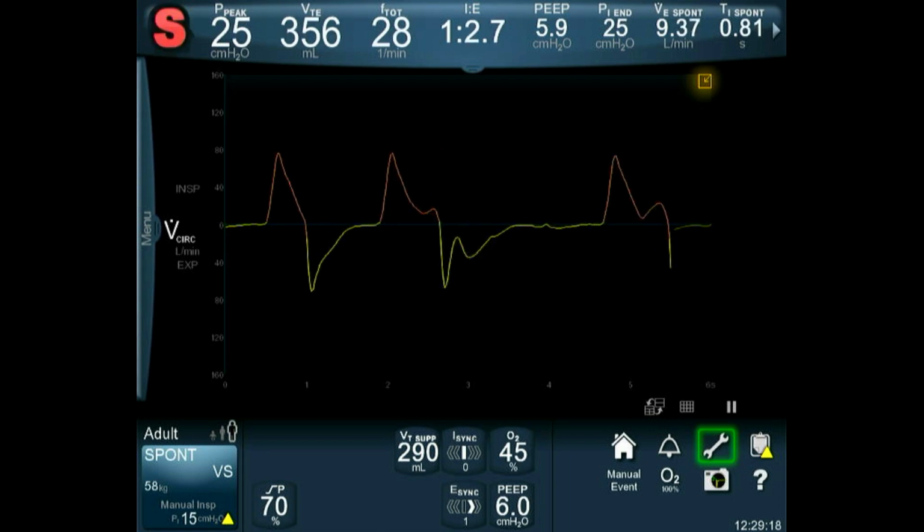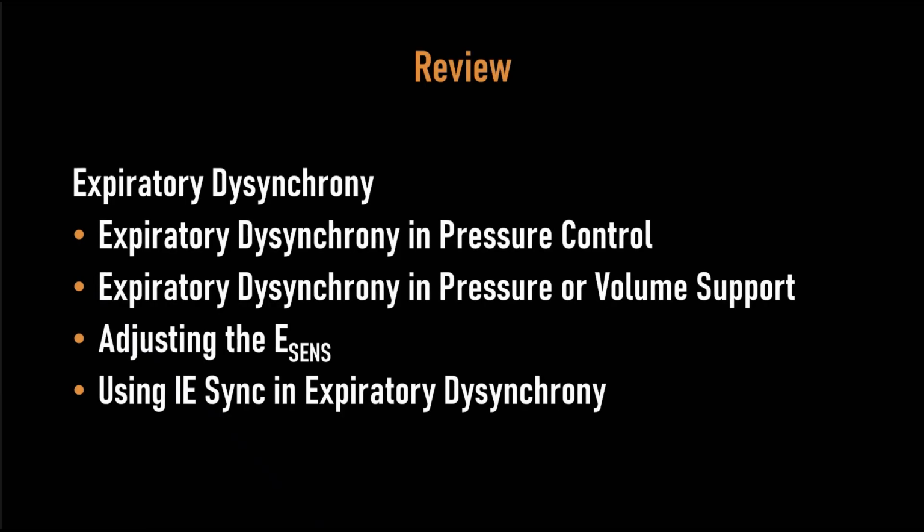Now let's review this tutorial. This was a tutorial about expiratory dysynchrony. I started off talking about the problem of the breath being too long and the patient pressure cycling the ventilator, both in pressure control and in pressure support and volume support. And I discussed how you really need to just shorten the breath, either by reducing the I time in pressure control or by reducing the expiratory sensitivity by going to a higher number, for example, from 30% to 40%.